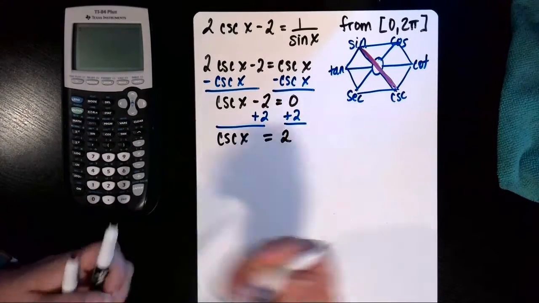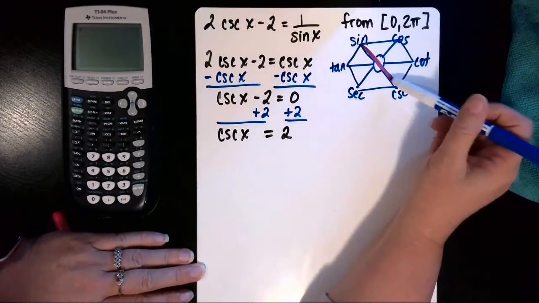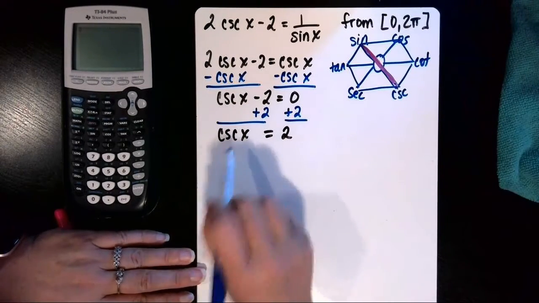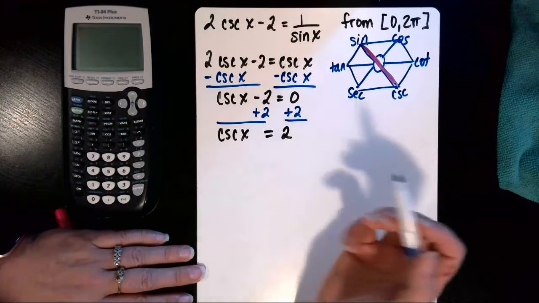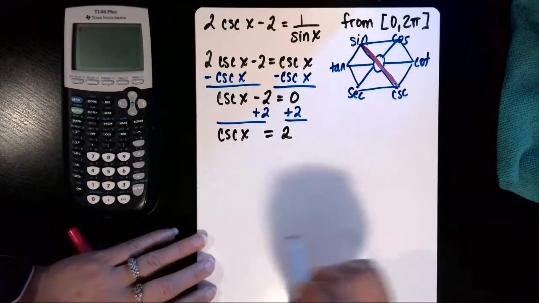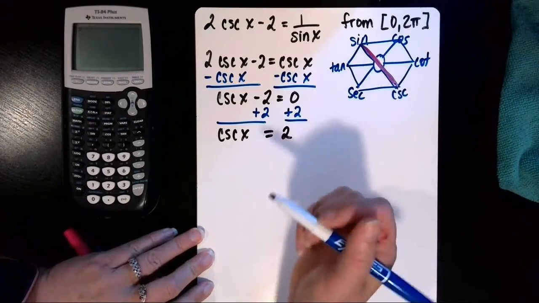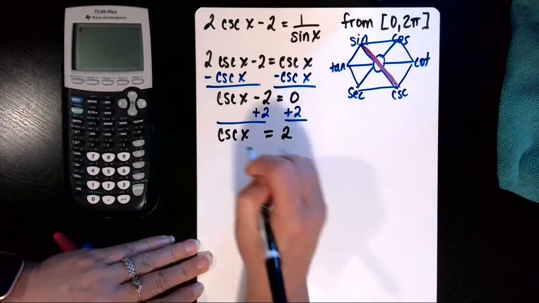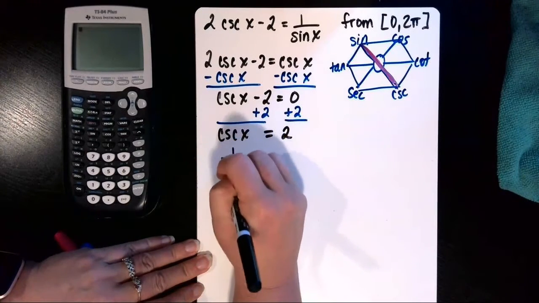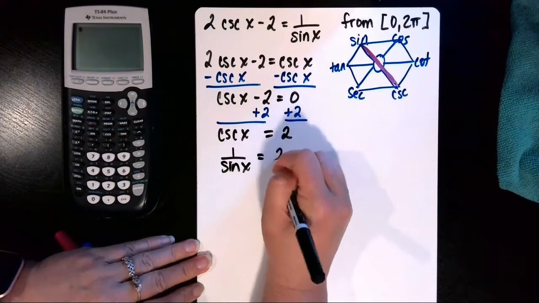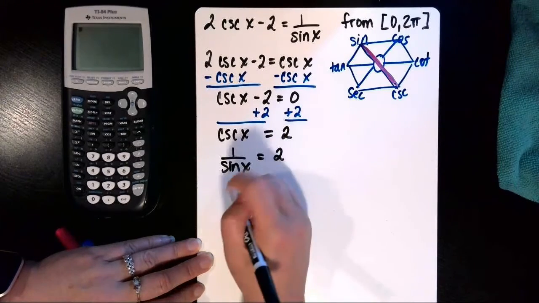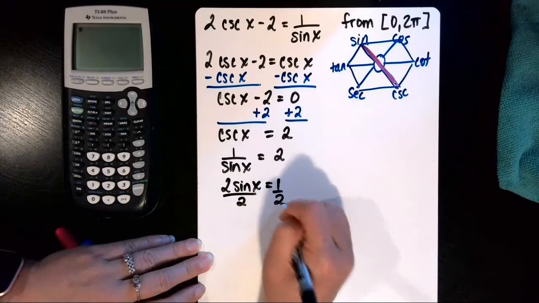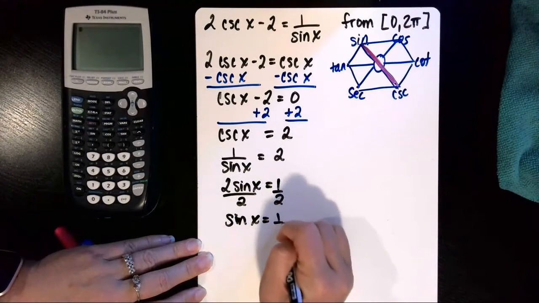And then we're going to go ahead and do that same reciprocal identity now to get back to sine, because I don't have cosecant values from the unit circle memorized. If you do, feel free to take the arc cosecant of both sides at that point, but I don't, so I'm going to change that cosecant back into its reciprocal, which is sine. So 1 over sine of x is equal to 2, and then I can cross multiply. 2 sine of x equals 1, divide both sides by 2, and sine of x is 1/2.